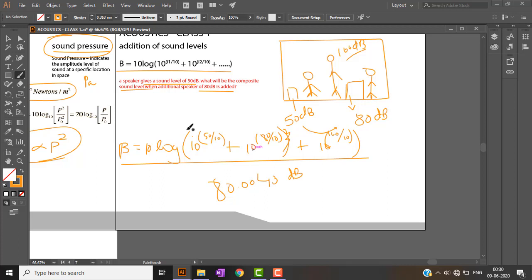So this was the addition of sound levels. You cannot add them directly, like 50 plus 80 gives 130 decibels. It's wrong because they are log derivatives. We cannot simply add them.